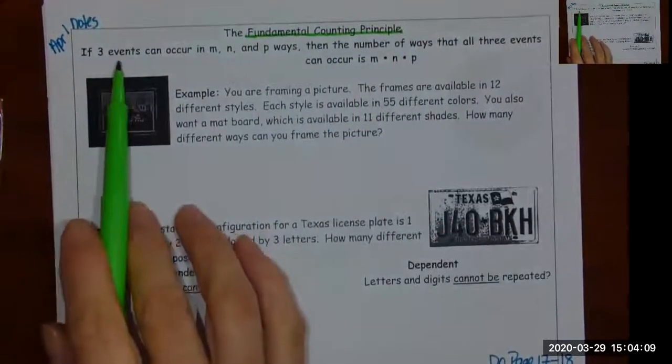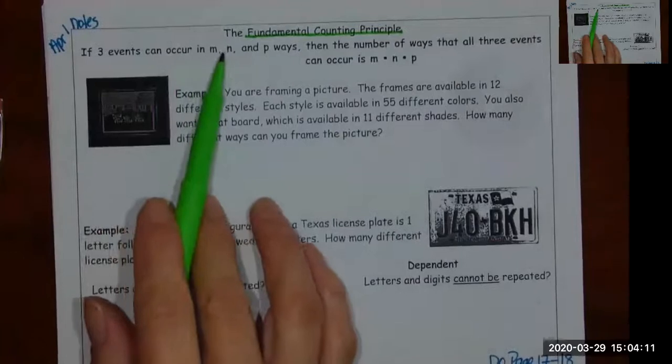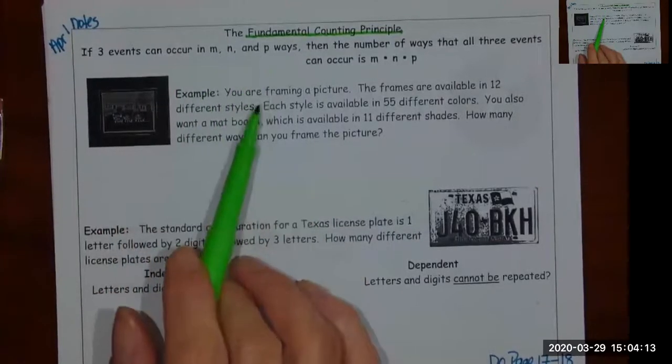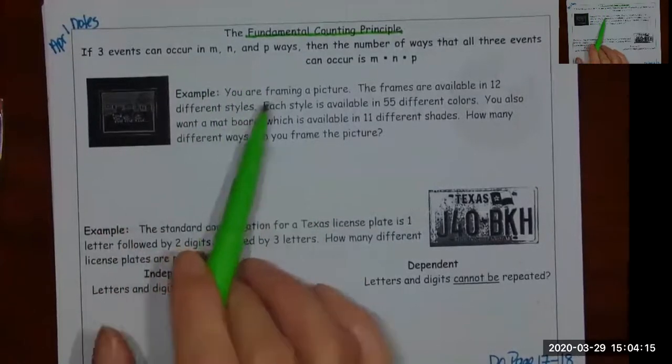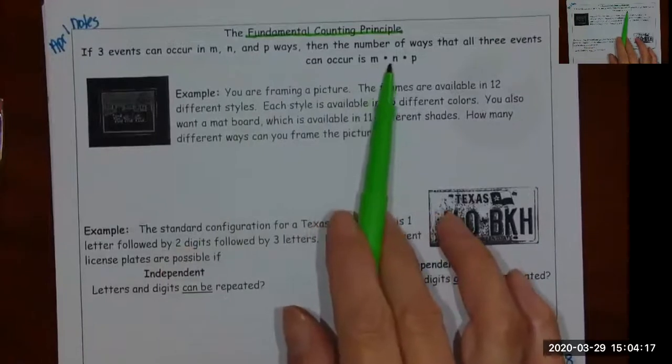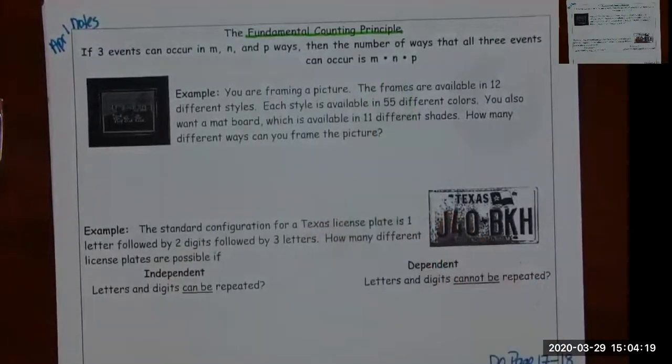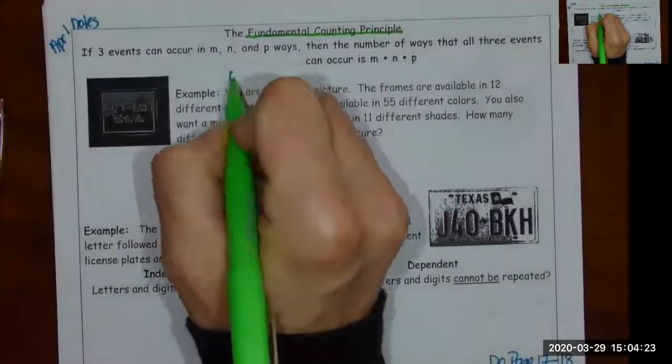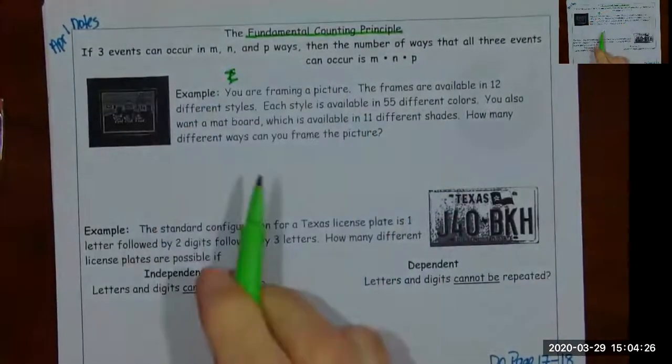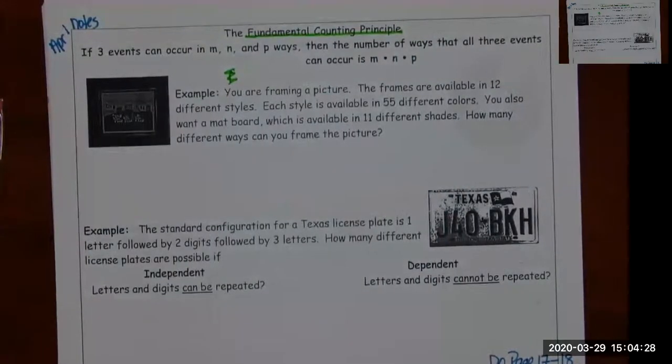So if 3 events can occur in M, N, and P ways, then the number of ways that all 3 events can occur is M times N times P, okay? A way you might see that written in a book is, well, no, I don't want to bring that up right now. Okay, example, you are framing a picture.